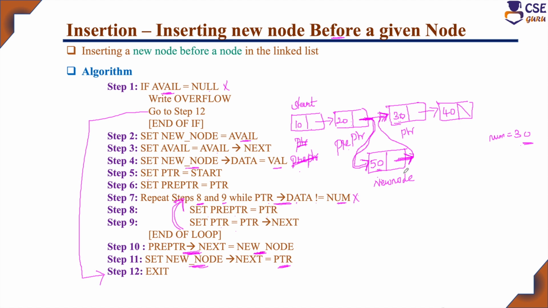Okay. So, we have discussed inserting a new node at the beginning in a singly linked list, at the end, after a given node, before a given node in a singly linked list. So, these are all the insert operations, different cases in a singly linked list you can implement.